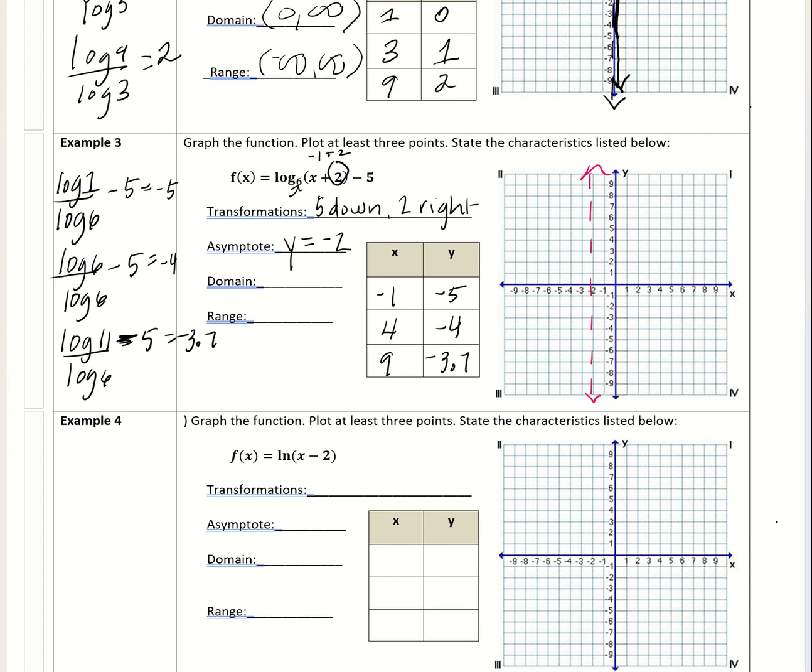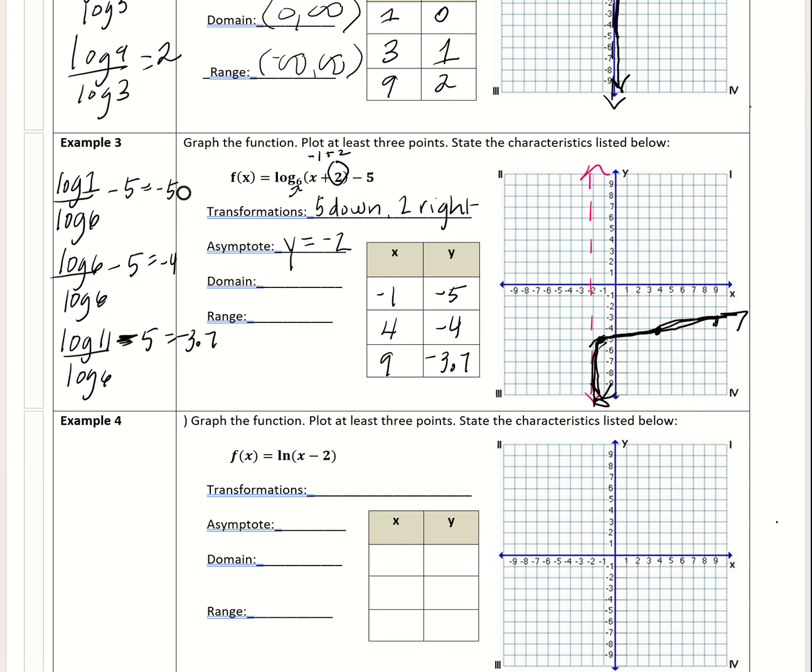So I'm going to go ahead and graph these. When I go left 1, I go down 5. When I go right 4, I go down 4. So that's about here. And then when I go right 9, I go down about -3.7, which is almost 4. So this right here kind of looks like a straight line, but it's not. And then this would come over here. Boy, that does not look like a good graph. But it should look something like that.